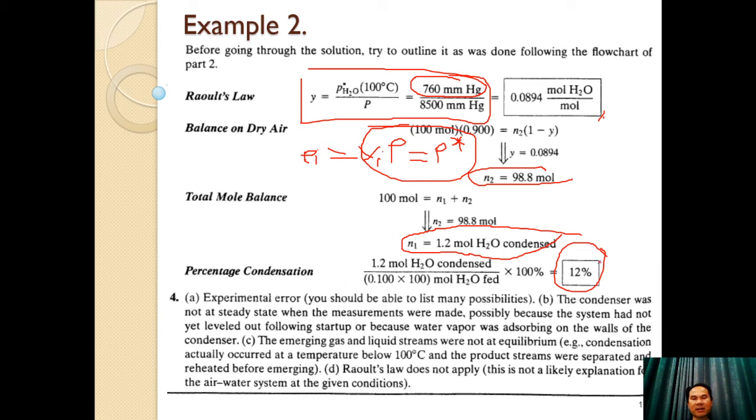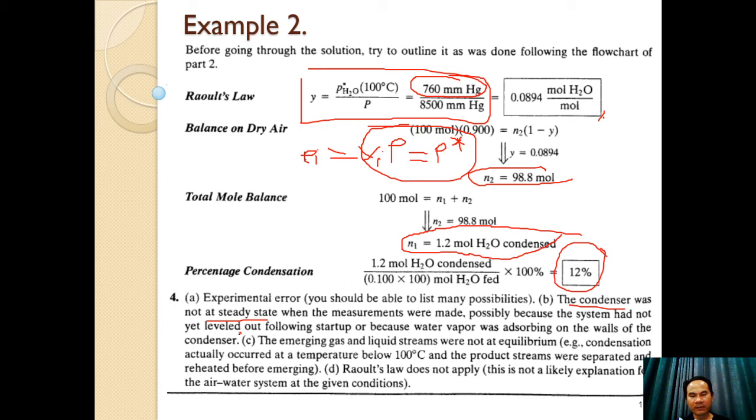And the last one: if there is some experimental error, you should evaluate the possibilities. It may be an error if the estimated value differs from the measured value. What is the error? The condenser was not at steady state. Is it true steady state? It's not true steady state. If you measure the mass, the system may not yet have leveled out. Before the steady state, we have some time for startup.